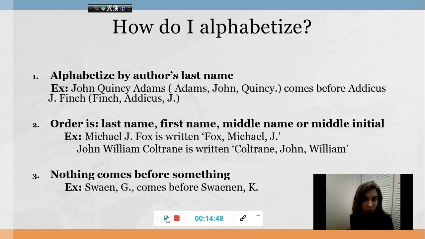We have John Quincy Adams. Okay, so Adams, John Quincy. And it actually comes before, if we had somebody with Adam's name and an Atticus, Adams would obviously come before Atticus. And the order is last name, first name, middle name or middle initial. So Michael J. Fox is written Fox, Michael J. John William Coltrane is written Coltrane, John William.